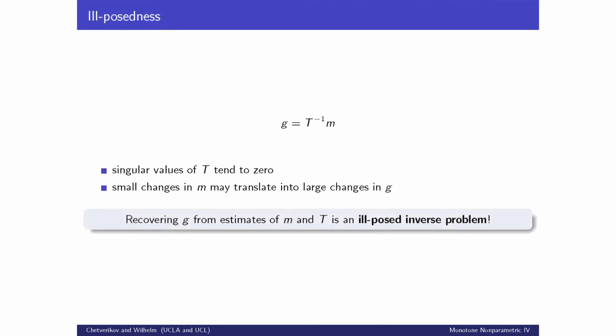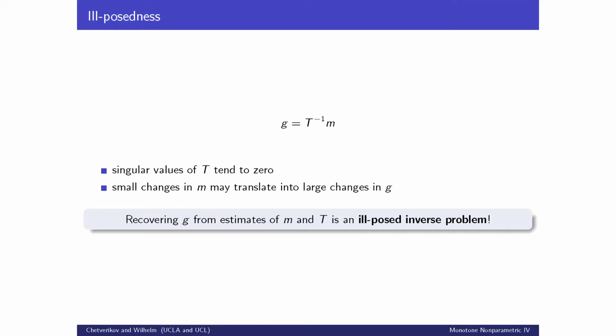The reason is that you cannot simply assume that the singular values of this operator are bounded away from 0. Under weak conditions, these singular values will tend to 0. Therefore, they're not bounded away from 0, and this inversion is difficult to do. So small changes in m might translate actually to large changes of g. And in this sense, g, the object of interest, is not a continuous function of the data. So even if you can estimate m well, these conditional expectations, it doesn't necessarily mean you can estimate g well. And that causes all the problems. And this is the source of the ill-posedness in this problem.